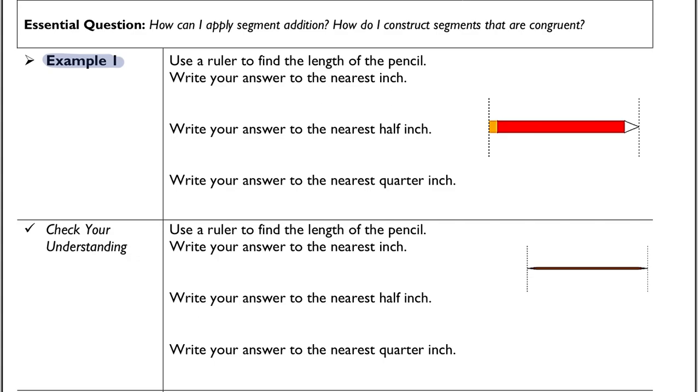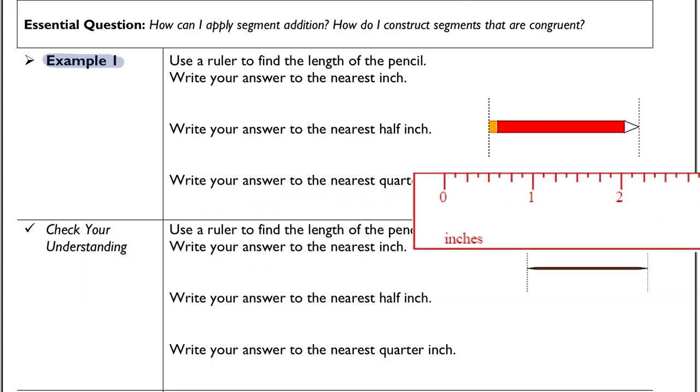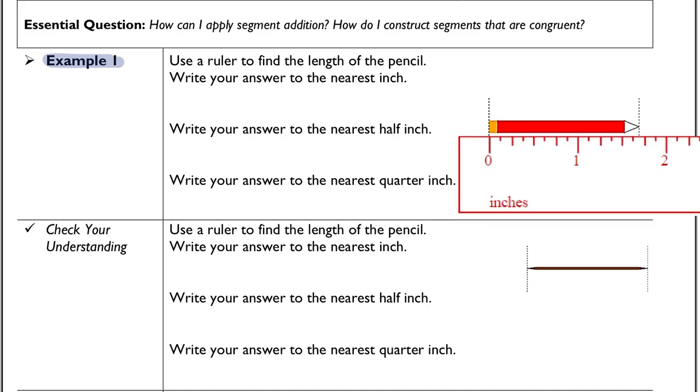So this right here is a ruler that has inches from 0 to 6. And we're going to start with the 0 all the way right here and put it right on those lines and look at that. So we have 0 inches, 1 inch, all the way up close to 2 inches. So to the nearest inch, it's closer to 2 inches than it is to 1 inch. So we're going to go ahead and write 2 inches.